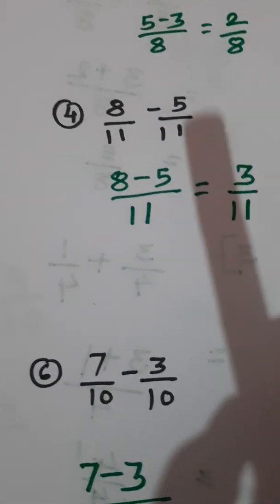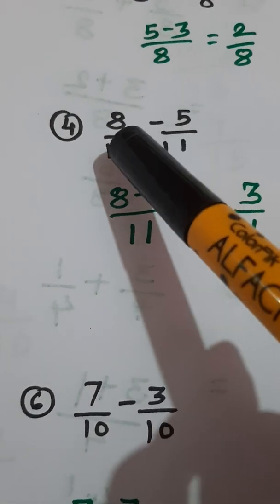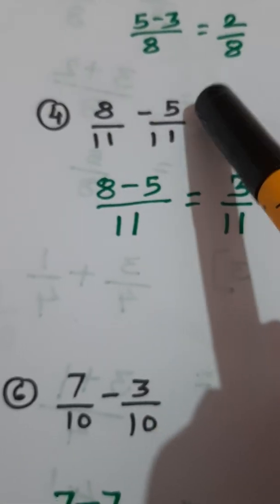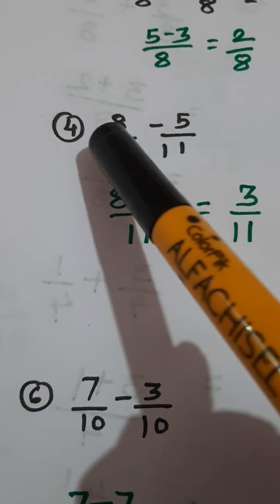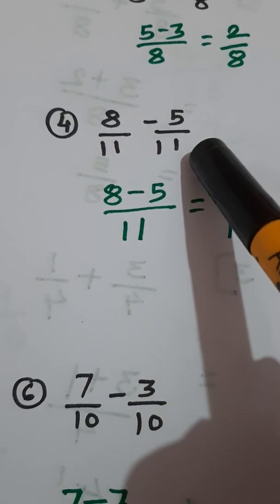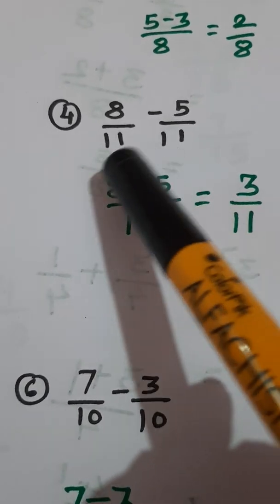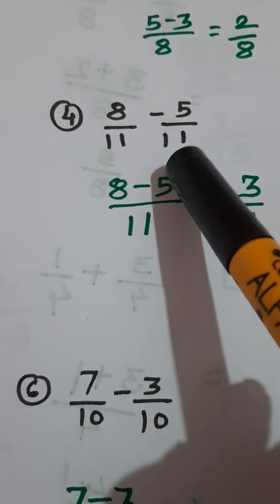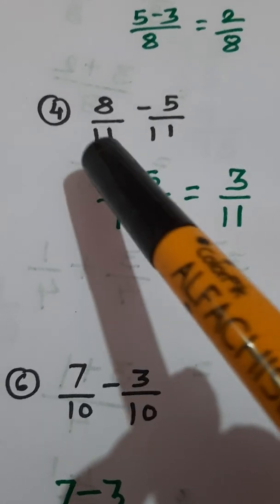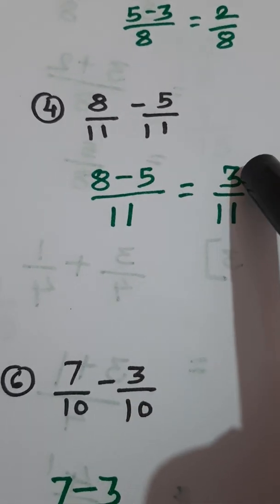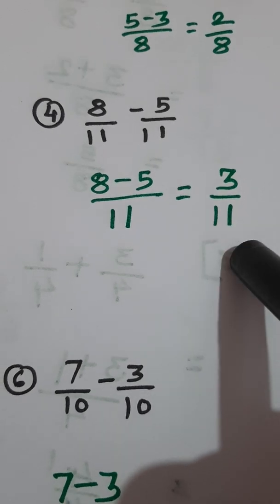Let's move towards the fourth sum. 8 upon 11 minus 5 upon 11. As their denominators are equal, give them the common denominator and subtract the numerators. 8 minus 5 upon 11. 8 minus 5, 3. 3 upon 11 is the answer.